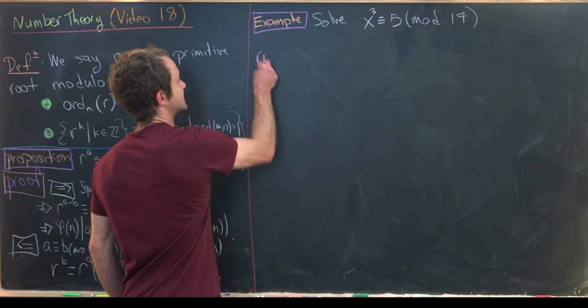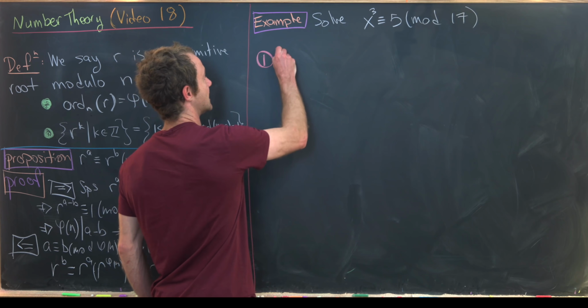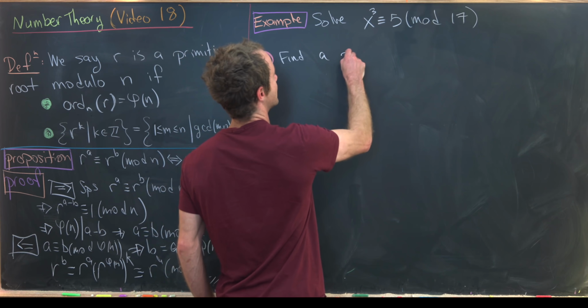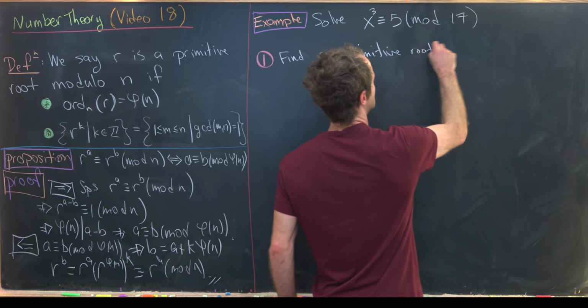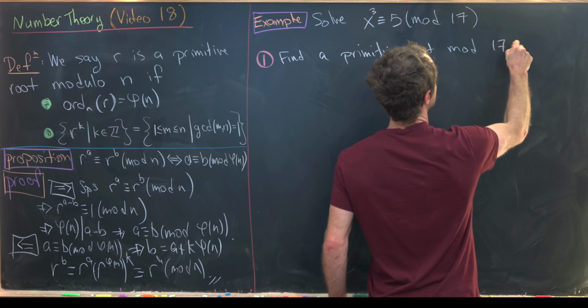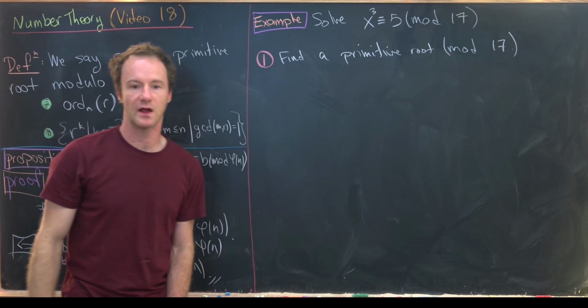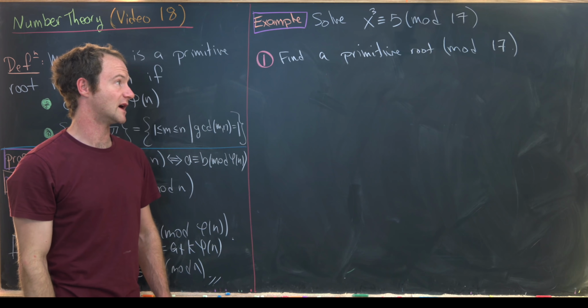So our first step here will be to find a primitive root mod 17. Okay, well, how do you find a primitive root mod 17?